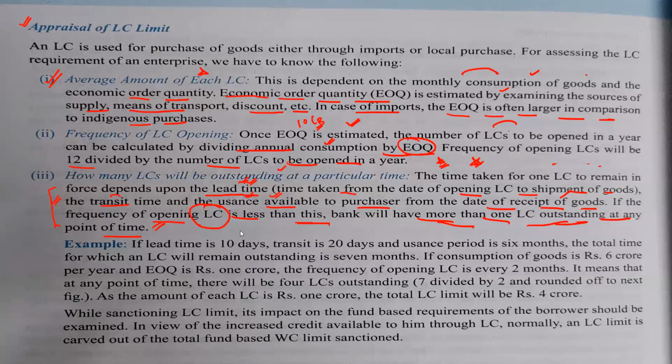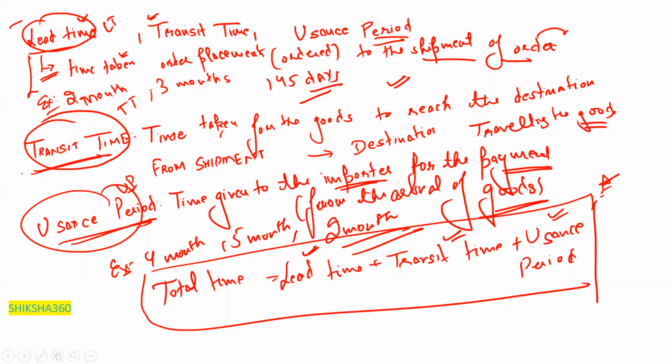In the book they have given this one page, or basically half page, and we have discussed all these points. They have given 10 days, 20 days, 6 months, total time 7 months. Consumption of goods is 24 crore, and EQ is 1 crore, and here we will take it as 2 crore. I hope it is clear to all of you what they have given here with the help of the first 5 questions and this theory.